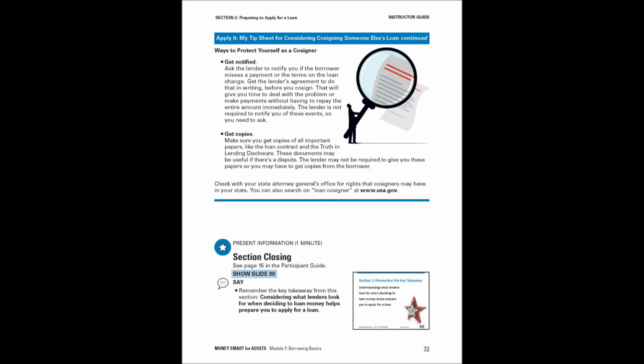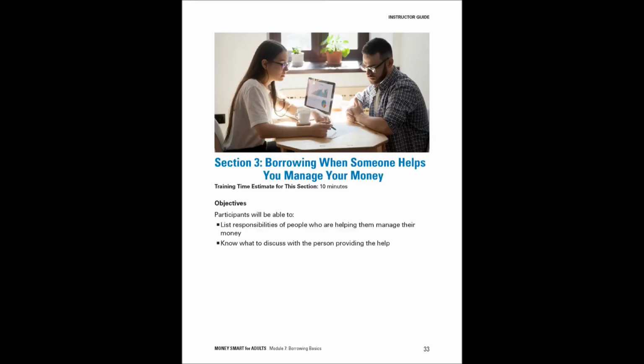And then finally, wrapping up the section with slide number 30, reiterating the key takeaway, which is considering what lenders look for when deciding to loan money helps prepare you to apply for a loan.